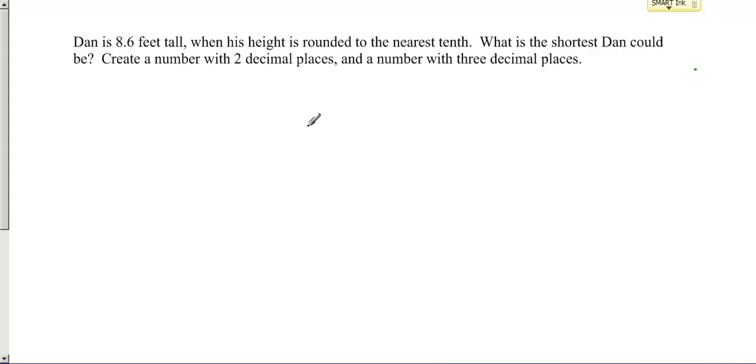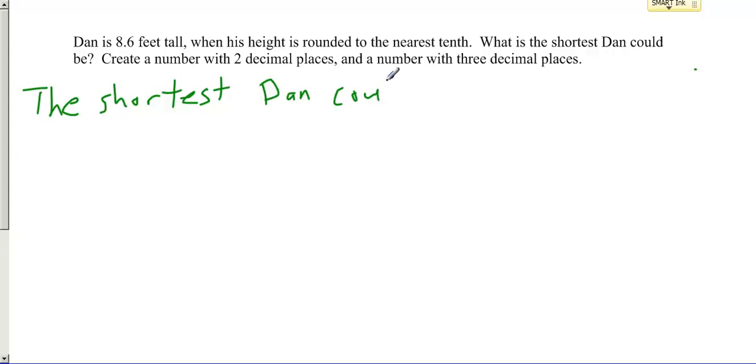So whenever I have a word problem, I need to first write down what they're asking me. So what is the shortest Dan could be? So I'm going to write: the shortest Dan could be is blank.